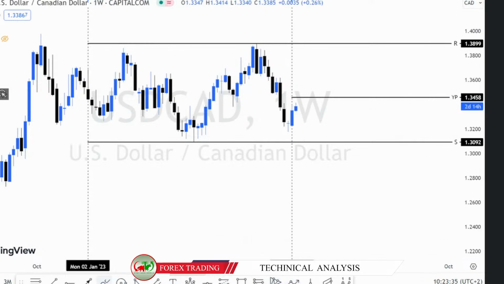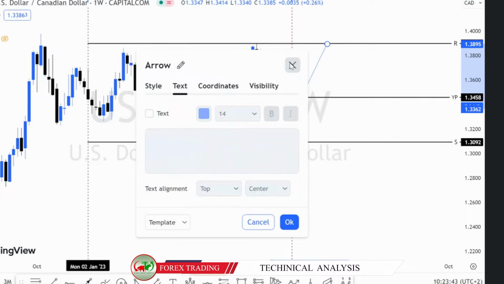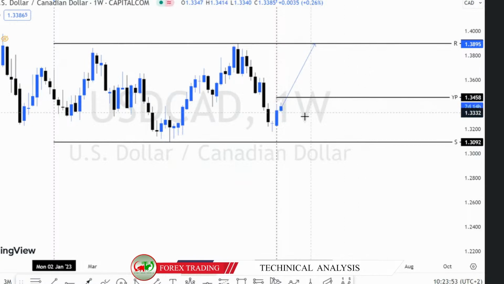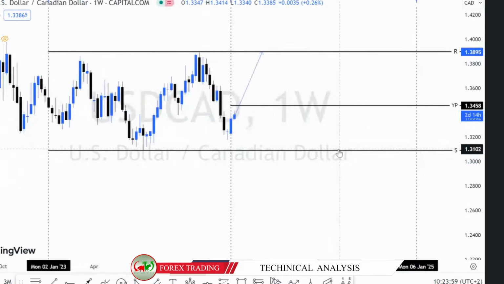So we are expecting the market to continue ranging at least between this support and resistance. We do expect the USD/CAD to push up, but the best way to trade it will be if we get a break and close above this yearly pivot for the year 2024.